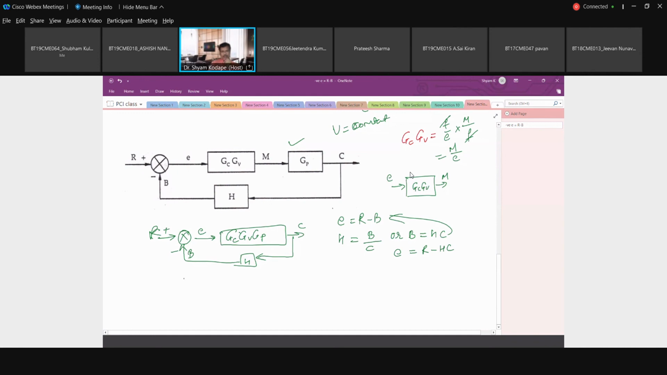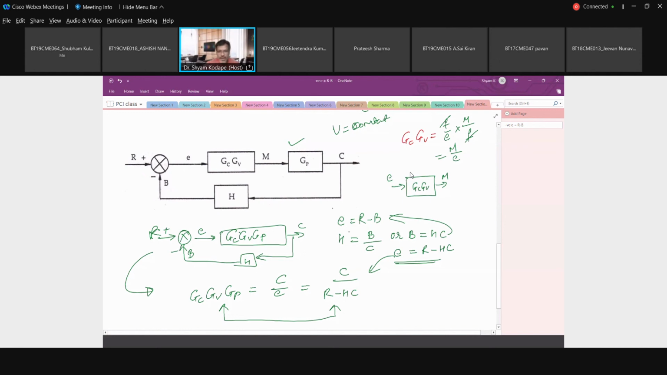And further, what does GC, GV, GP give me? See this equation: GC, GV, GP is equal to C by E. I can replace this E by R minus HC. I replaced it, brought it in terms of R. Are you getting my point? Now see, in this all the transfer functions are there: GC, GV, GP, H, and which variables are here? Only C and R. All the remaining variables we have replaced.